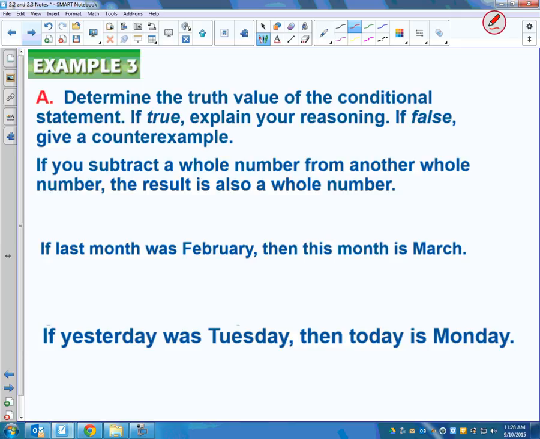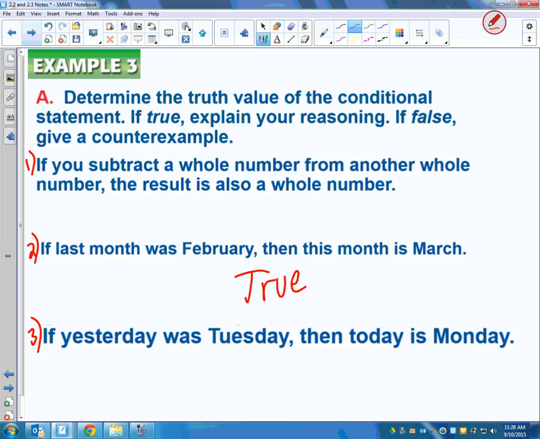So I got 3 of them here, right? I don't know how you want to number these. The first one is a math one. That's the hardest one, so we can skip that one first if you want. Look at number 2. If last month was February, then this month is March. That's true, right? True.